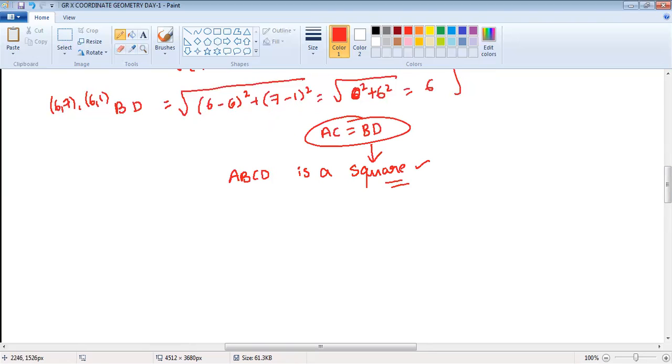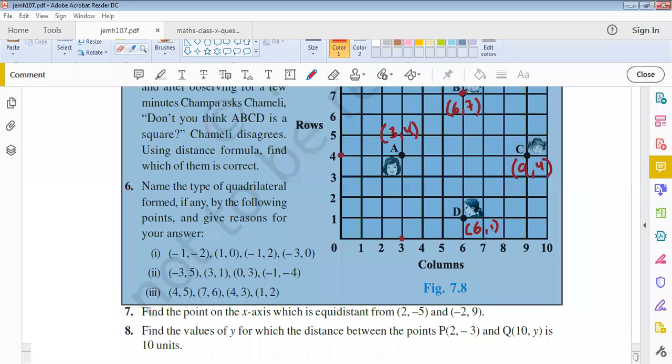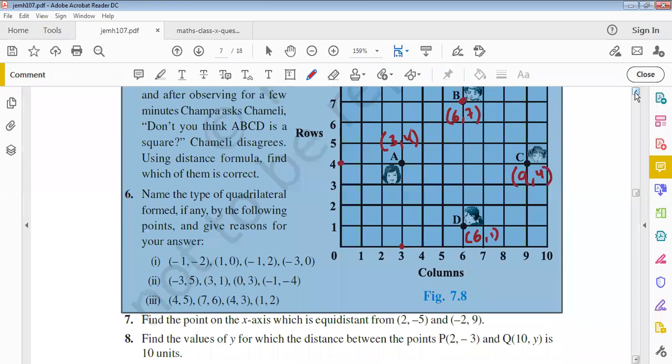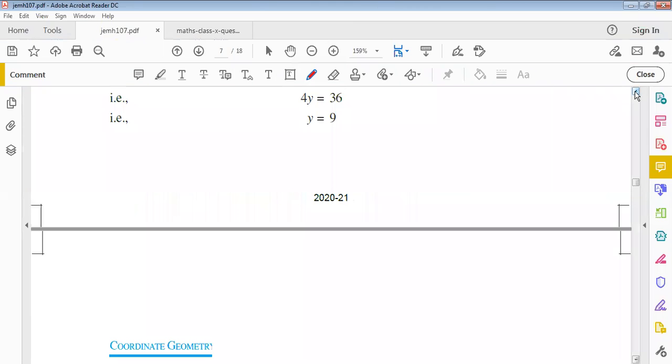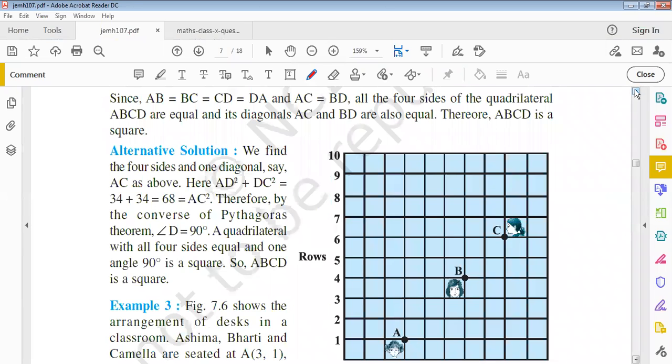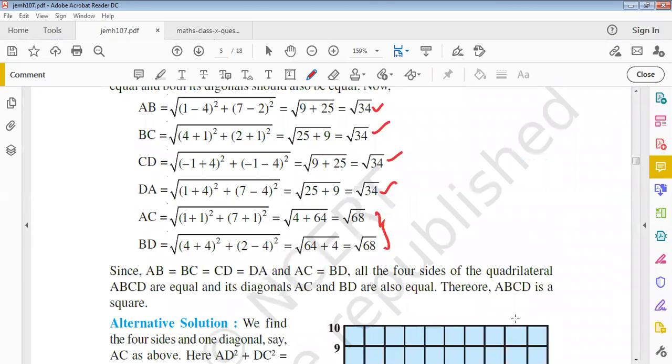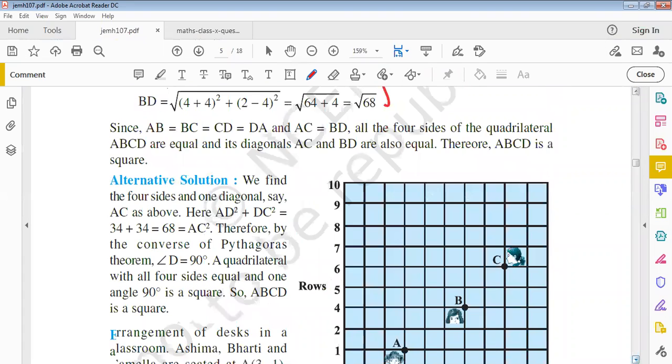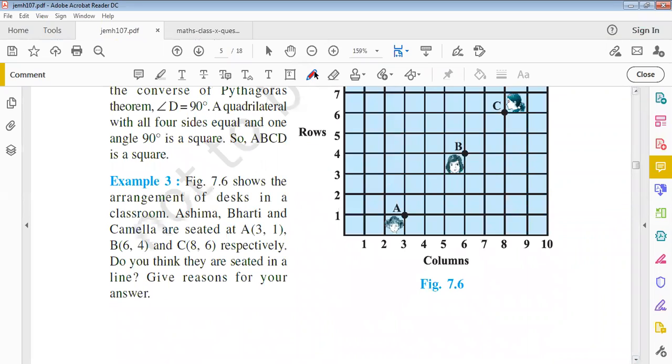Yes, sir. Next, I'm going to give you another problem. See, these type of problems, especially trigonometry and all, compulsory example sums, including optional exercise, you are supposed to learn. Now coming to this one, figure 7.6 shows the arrangement of desks in a classroom. Ashima, Bharati, and Kamala are seated at A 3, 1.